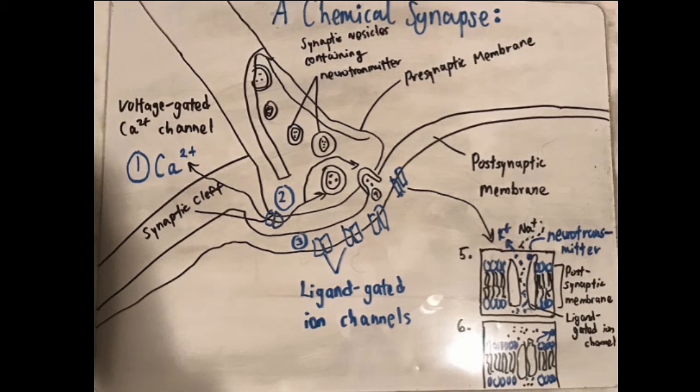These neurotransmitters can either be inhibitory or excitatory. Inhibitory neurotransmitters cause hyperpolarization in the postsynaptic membrane. This prevents the action potential from happening, thus inhibiting the signal. On the other hand, excitatory neurotransmitters cause depolarization in the postsynaptic membrane, which allows the action potential to occur, thus transmitting the signal.